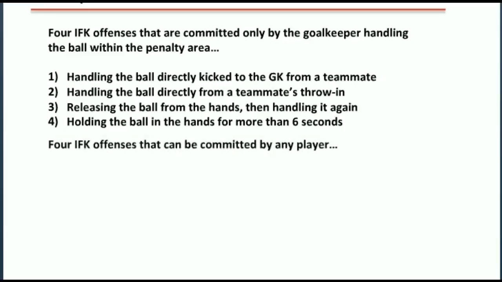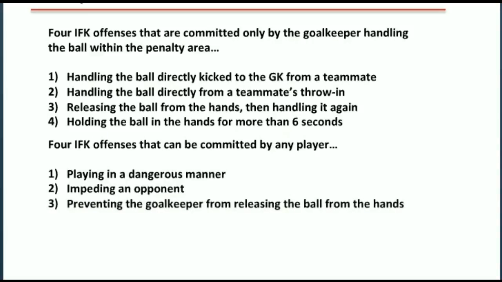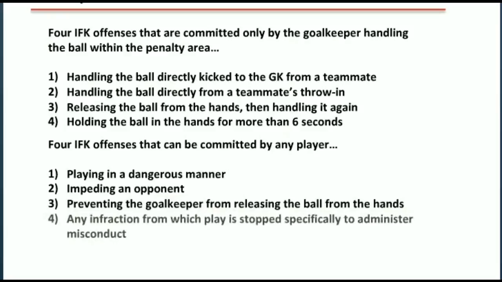There are also 4 indirect free kick infractions that can be committed by any player, including the goalkeeper, anywhere on the field. These are playing in a dangerous manner, impeding an opponent from playing the ball, preventing the goalkeeper from releasing the ball back into play from his or her hands, and lastly, when play is stopped to administer misconduct, a card, for a reason that is not a direct free kick offense. For instance, if a referee halts play to give a yellow card to a player for dissent.